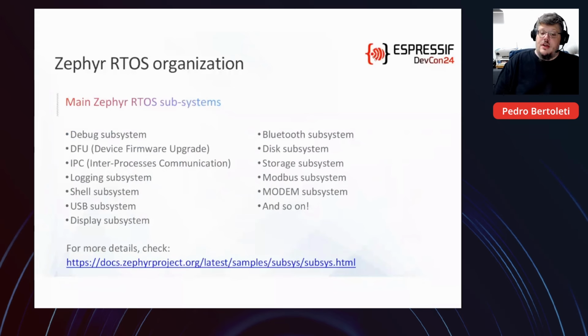Proceeding to the Zephyr RTOS organization topics, I would like to present some important or very common subsystems here. As you can see in this slide, Zephyr RTOS supports many subsystems, and most of them look alike or are the same as you can see in embedded Linux. So you can count on the debug subsystem, DFU, which stands for Device Firmware Upgrade, the Logging subsystem, the Shell subsystem, and so on. There's a huge variety of subsystems Zephyr RTOS can support, and you can check a little more about them on this website.